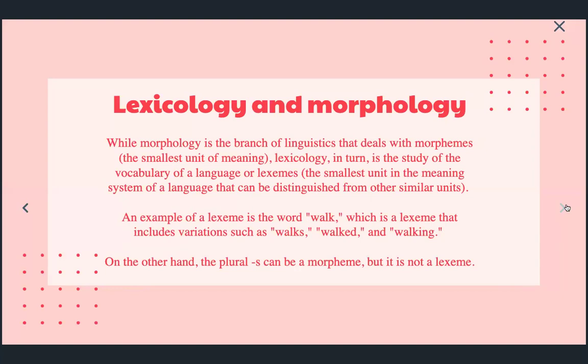Lexemes are the head words of dictionaries, for example. An example of a lexeme is the word walk, which is a lexeme that includes variations such as walks, walked, and walking. On the other hand, the plural s can be a morpheme, but it is not a lexeme.